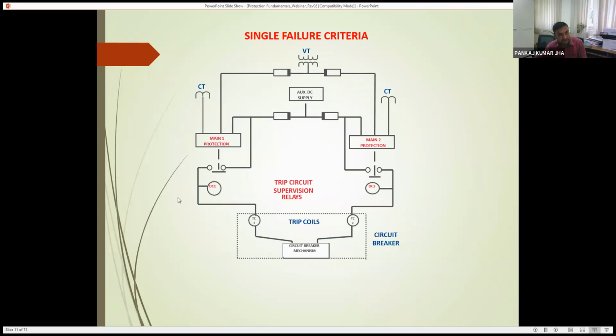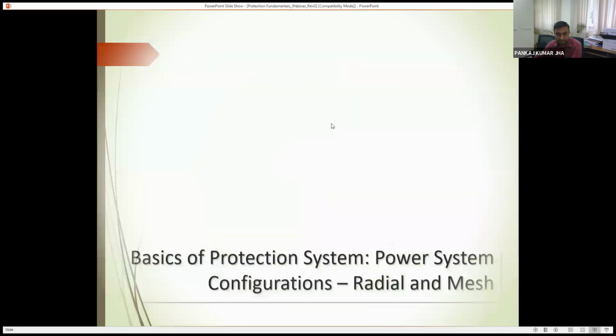So if you go back one step, you will have this DC1 through one battery set with one battery charger. Similarly for the second. So whenever there is any failure in this path, your fault must be isolated through the second path, and this is called the single failure criteria.